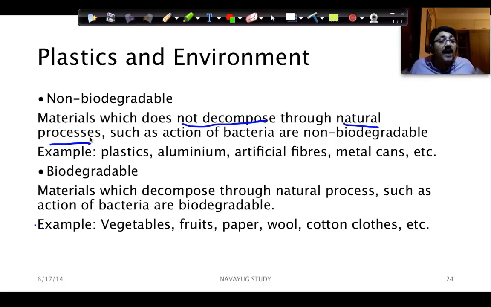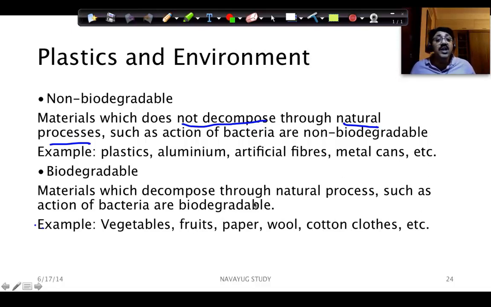But the plastics are non-biodegradable. The natural process doesn't know how to degrade plastics, how to biodegrade the plastics into simpler compounds and absorb it back into the soil, right? So that's the biggest problem. So examples are plastics, aluminum, right, artificial fibers, metal cans, all these are examples of non-biodegradable materials.